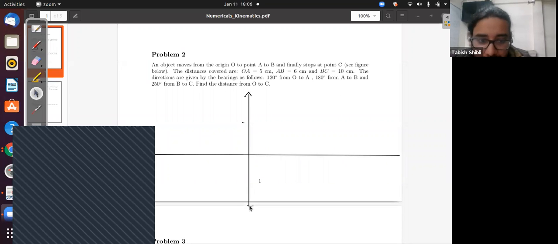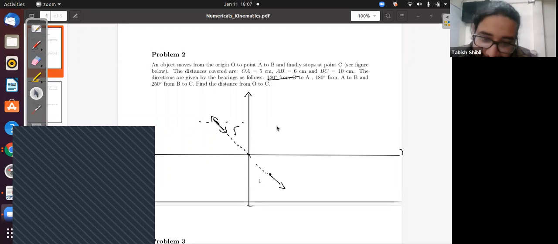You have the x-axis. Starting from the origin, you're moving 120 degrees. So 120 degrees is in this direction. Then you move around 180 degrees. So if you're moving in this direction and you turn 180 degrees, you start moving in the opposite direction, up till 6 centimeters. So this was 5, this is 6 centimeters. And then you move 250 degrees.